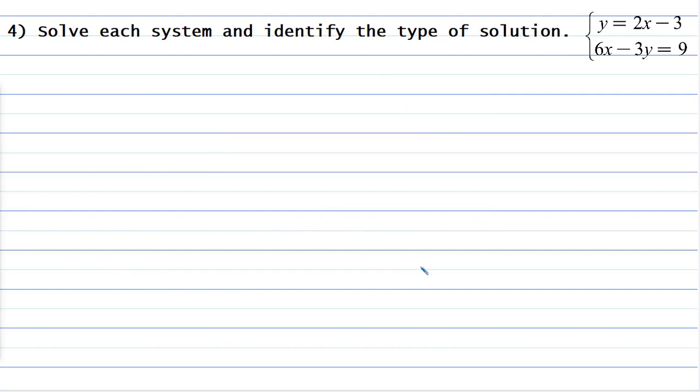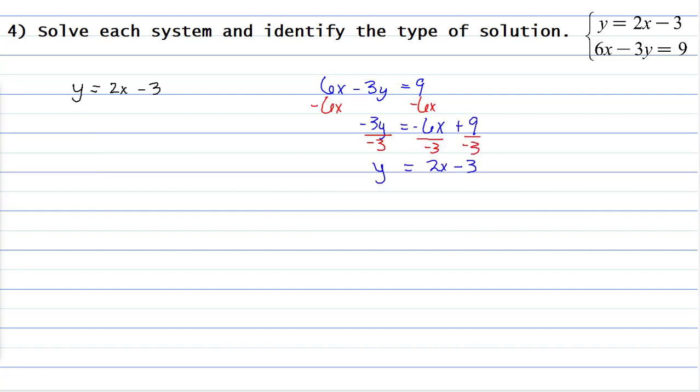The last one that we're going to look at, I already gave you one of these already solved for y. The other one we had to solve. So we're going to solve the second one for y and check back. In the second one, you should come up with y equals 2x minus 3.